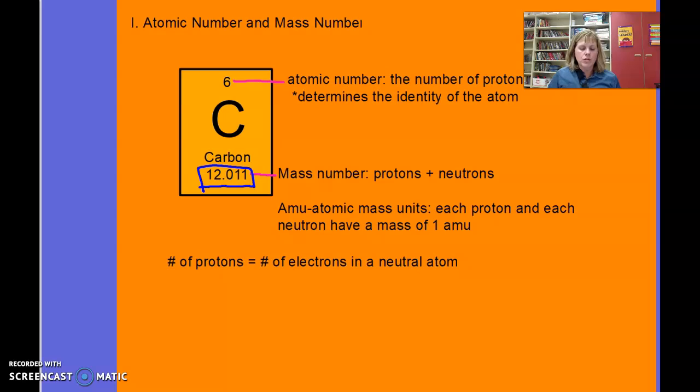Electron configuration, what do we mean when we say electron configuration? We're basically mapping out where those electrons are, and then, as I mentioned, the atom. Okay, so those are the words that you will find in the word bank.